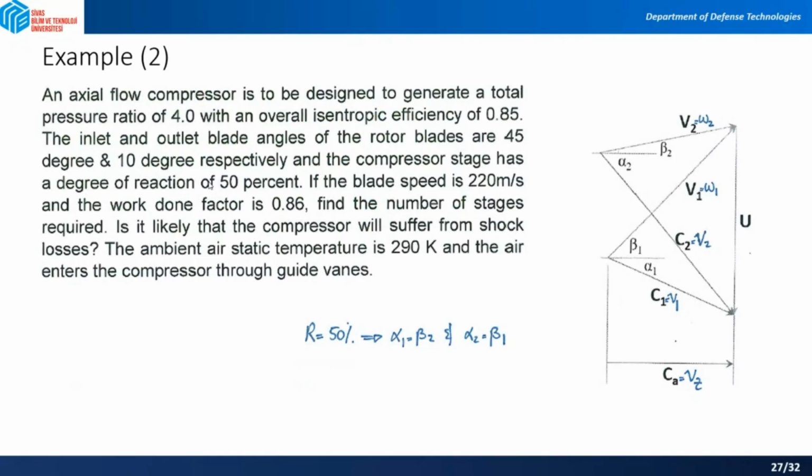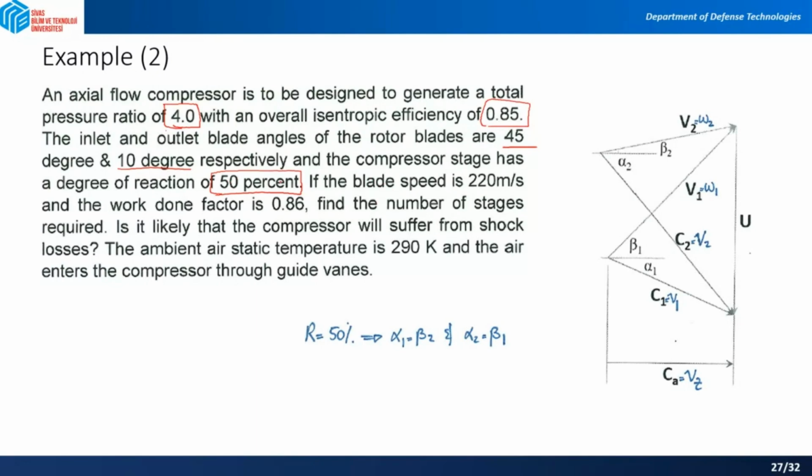This is another example. It says we have again an axial flow compressor, and we want to design it to generate a total pressure ratio of 4 with an overall isentropic efficiency of 85%. The inlet and outlet blade angles of the rotor blades are 45 and 10 degrees respectively, and the compressor stage has a degree of reaction of 50%. So this is very common. The degree of reaction of 50% means half of the pressure rise or the enthalpy rise is happening in the rotor, and half of it is happening in the stator.